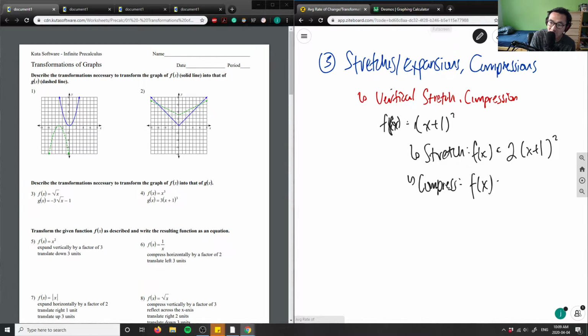Compress would be f of x with a fraction in front instead of the 2. So for this 2 here, if the value is greater than 0, greater than 1 in this case, it would be a stretch. And if the value is between 0 and 1, it's going to be a compression. So let's put a half here: half x plus 1 squared.